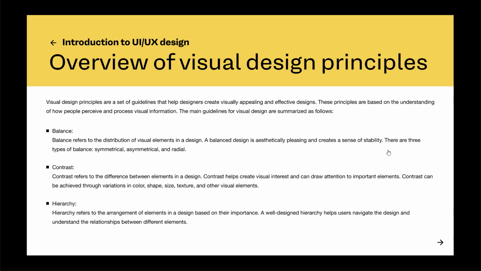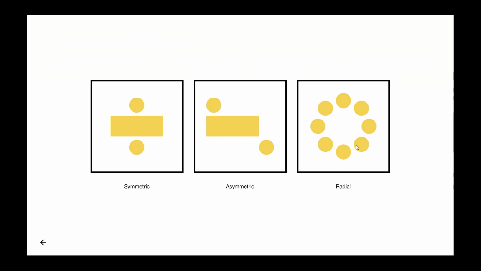The main guidelines for visual design are summarized as follows. Balance. Balance refers to the distribution of visual elements in a design. A design that is well balanced is aesthetically pleasing and creates a sense of stability. There are three types of balance: symmetrical, asymmetrical, and radial balance. And this is how the elements in your design would be distributed for these different types of balance.